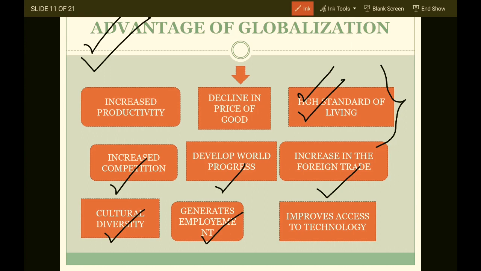Generates employment, yes. Earlier there was only one company, the Indian company, dealing with just a limited number of people. But after globalization, more foreign companies came, there was FDI. So there were more chances of job opportunities for different people in the country. So it generates employability.